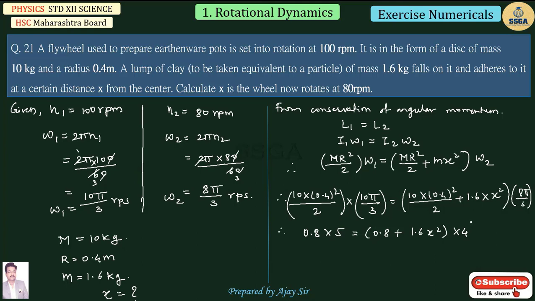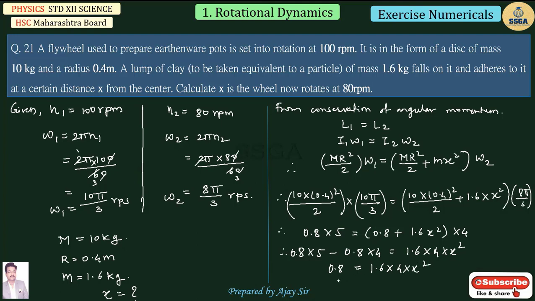So all these terms you have to cancel. Some terms will get cancelled, pi terms on the left hand side and right hand side get cancelled. And now again simplify this. This is 0.8 into 5 minus this 0.8 into 4. This will shift to the left hand side. So then remaining is only 1.6 into 4 into x square. So therefore 0.8, if you take common, then 5 minus 1, this is 0.8 only. 0.8 into 1.6 into 4x square.